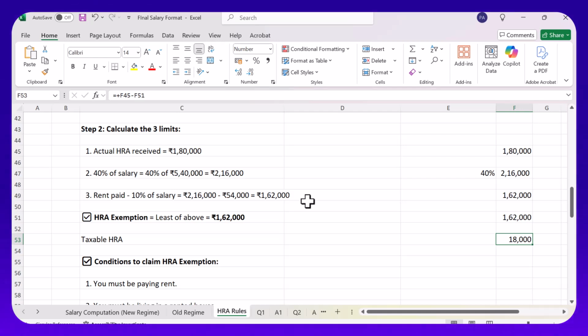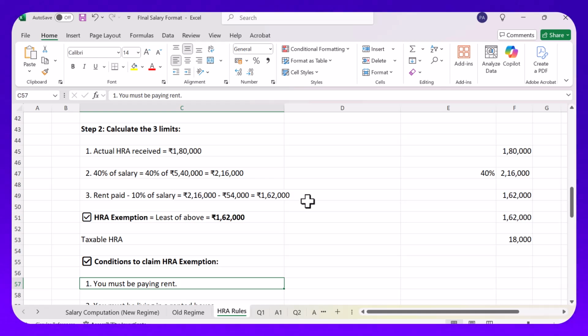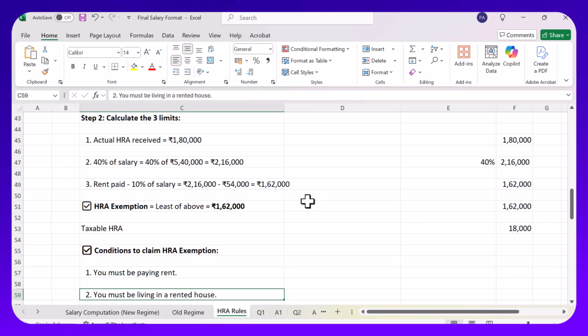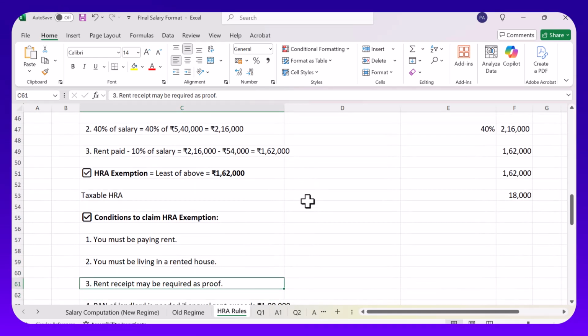In case you have not followed fully, you can go through this example again so you will be able to understand. But there are certain conditions to claim HRA. What are those? You must pay rent. You can't claim this deduction if you're not paying rent. Second, you should be living in a rented house. Third, you have to get a rent receipt from your landlord.